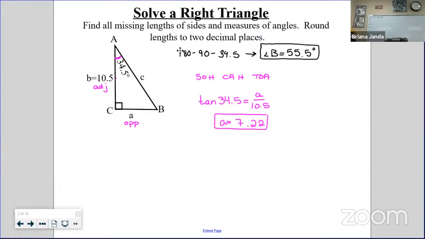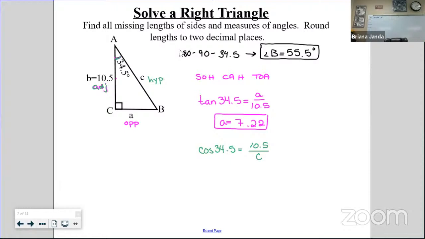And so then our last one here, again, sticking with what we have, and not what I've rounded. So I would not use the 7.22 to find anything else. I'm going to stick with what I know, my adjacent side of 10.5 and our hypotenuse, C. So then I find the one that uses adjacent and hypotenuse, and I would set up a cosine equation this time to solve for C. And a cosine is adjacent over hypotenuse. And when it is that setup, remember we would divide. So 10.5 divided by cosine of 34.5.